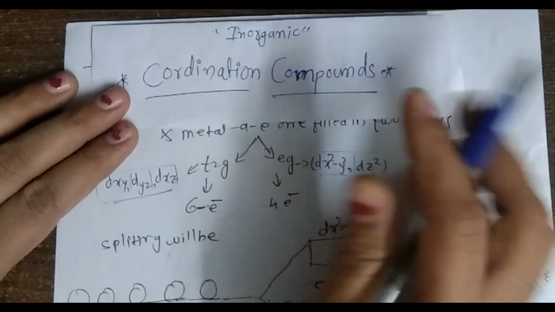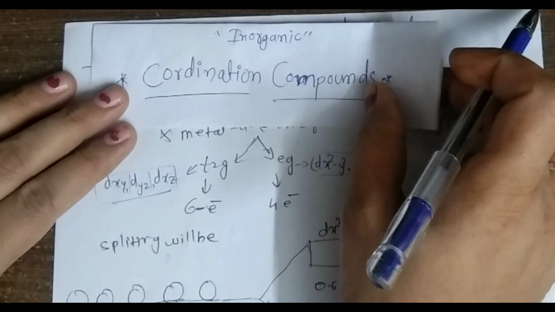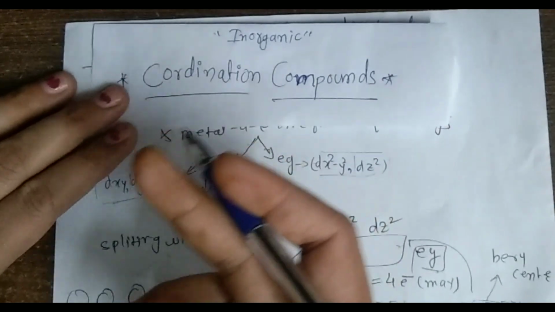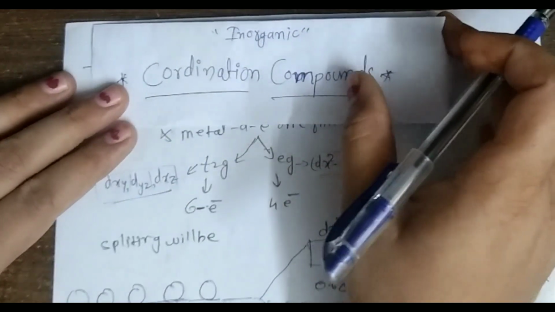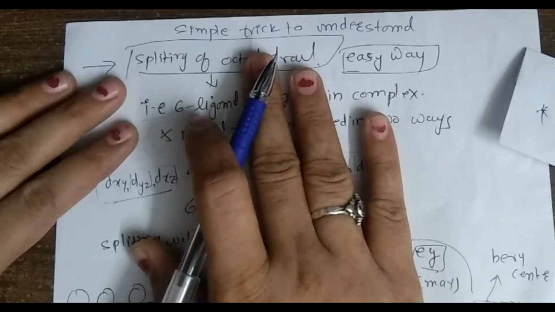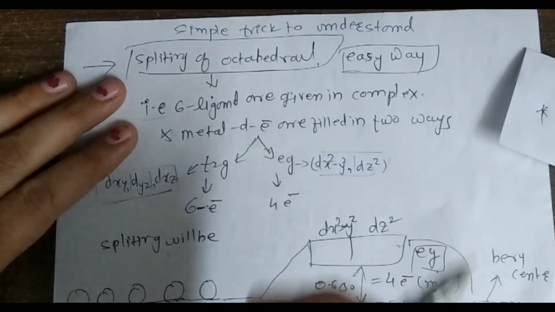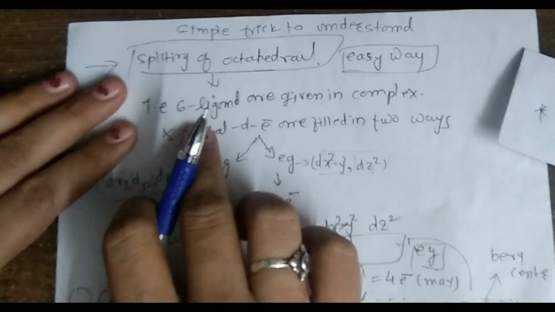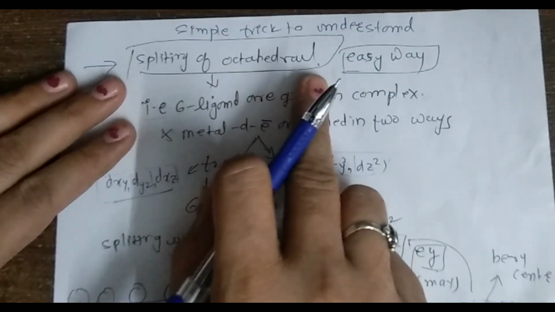In the previous lecture I taught about high spin complexes and how to calculate their CFSE values. Now in this lecture I am going to discuss what a coordination compound is, and how the splitting of octahedral complexes happens. So first is the splitting of octahedral complexes.